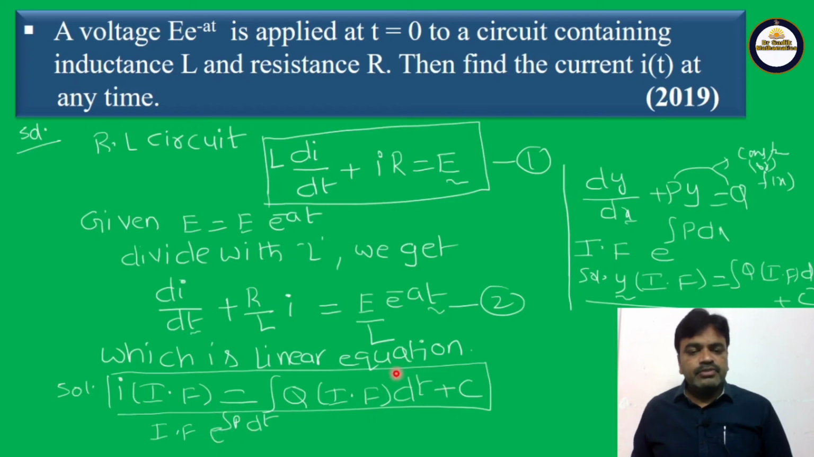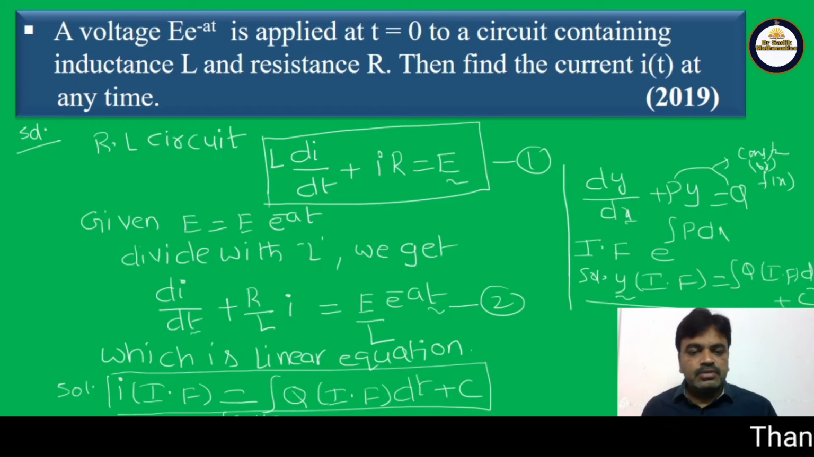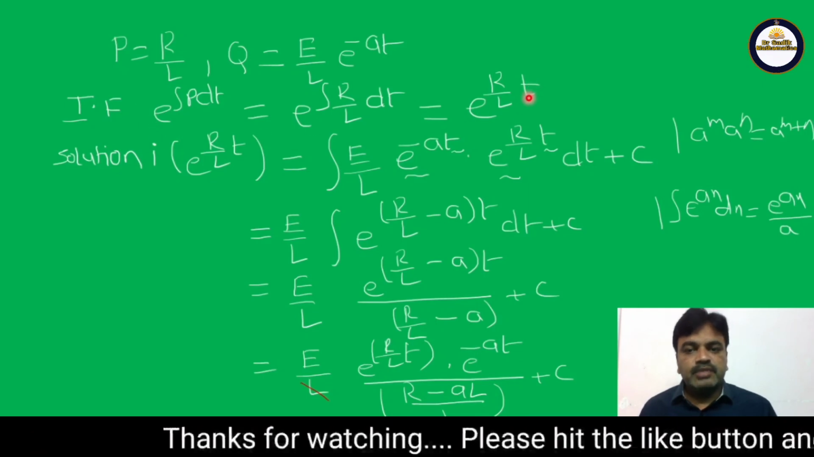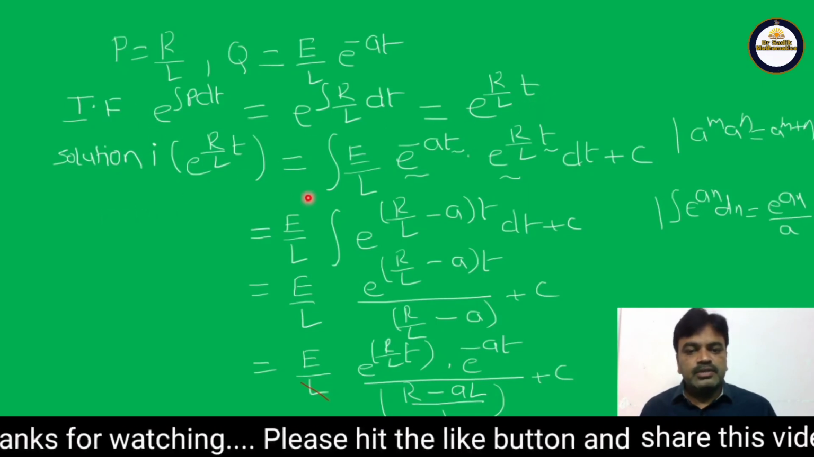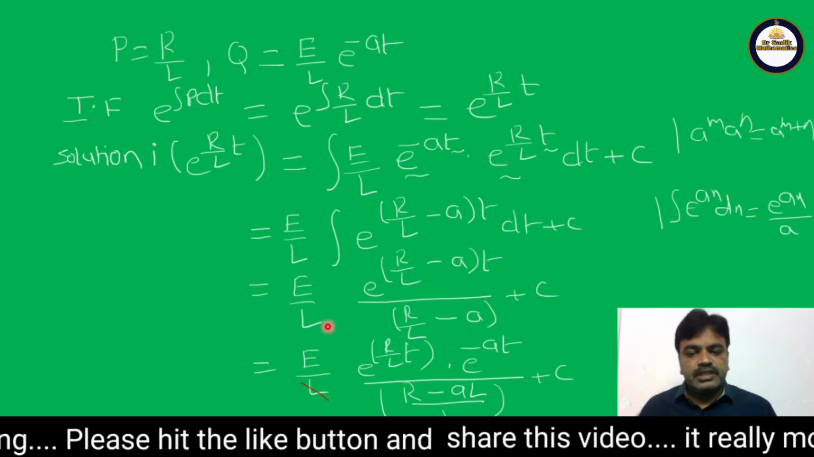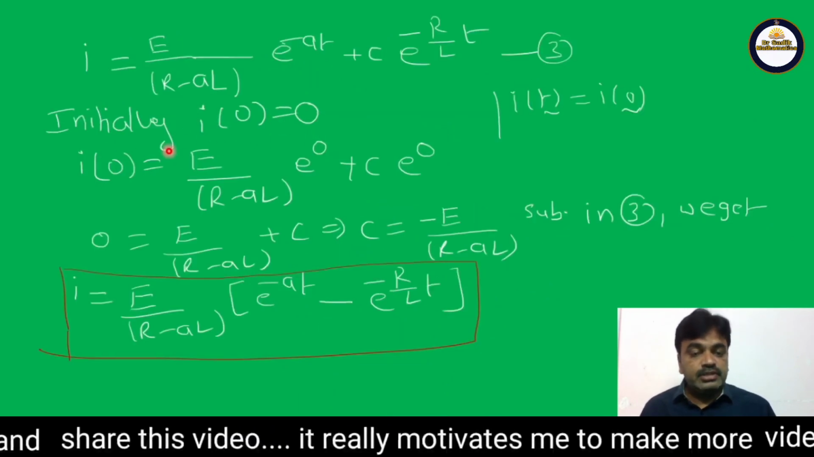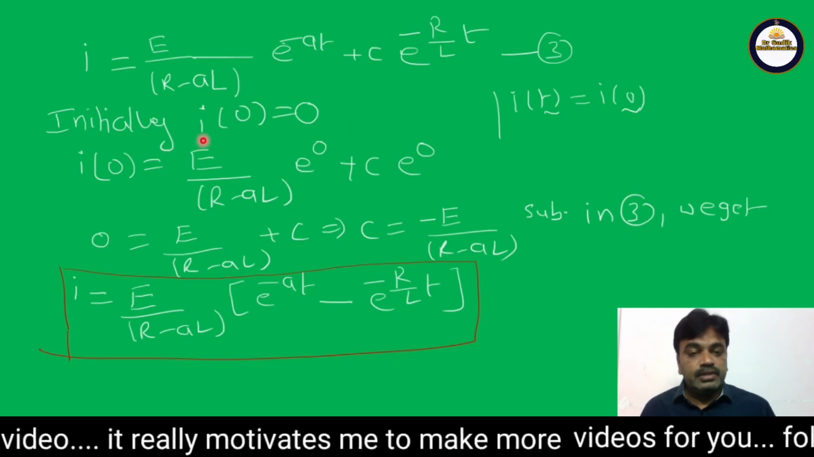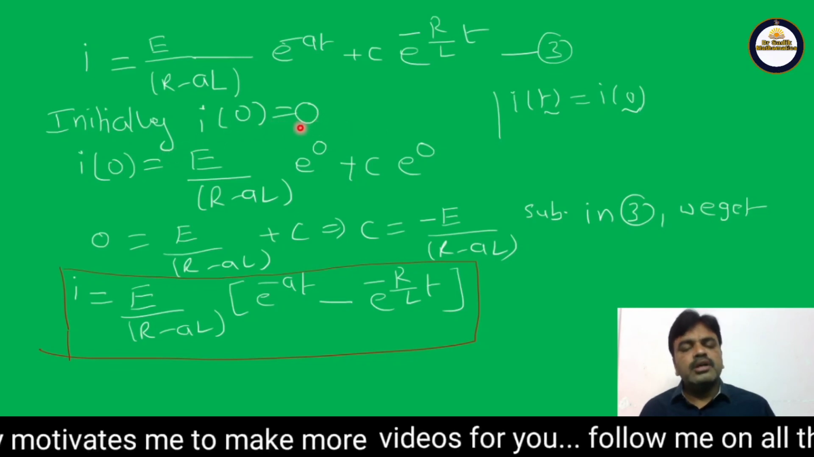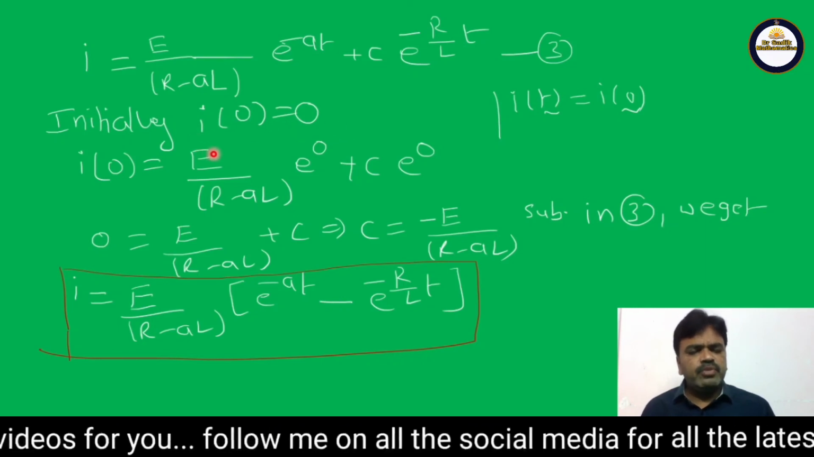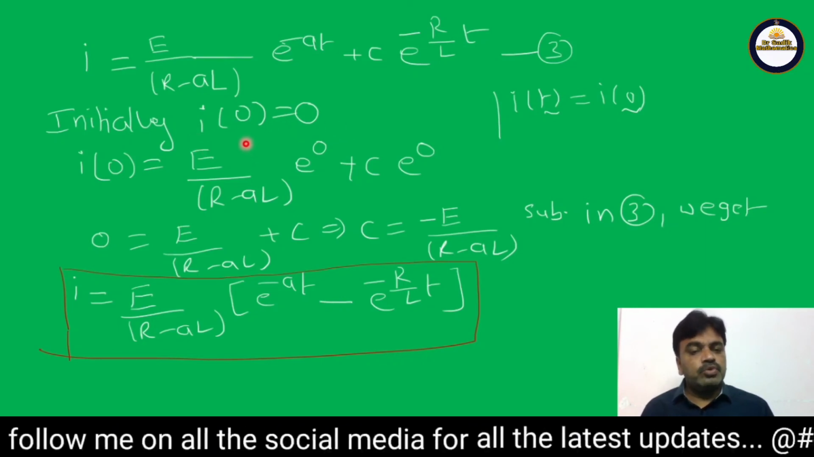Now integrating factor is here we have integral p dx. Now we have integral p dt. First I find here the integrating factor e power r by l into t, and then I write the solution. I evaluate this integration and simplify, and this is very important, friends. This is very important, and that I of 0 is equal to 0. I apply this condition to each and every problem in electrical circuits.